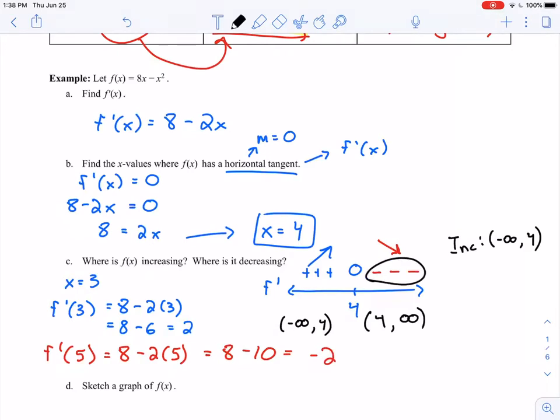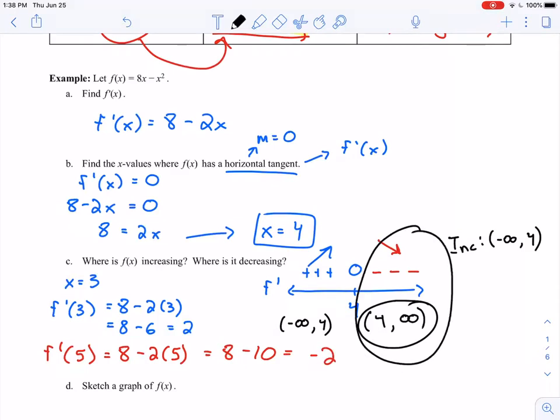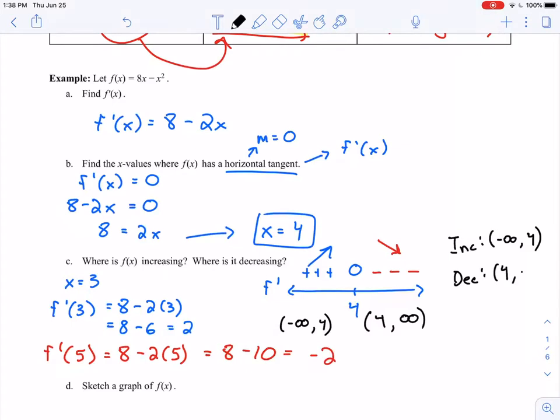Over here on 4 to infinity, we said we had a negative derivative, which means that our function is decreasing. So our function is decreasing on 4 to positive infinity. So we know exactly what x values f of x is increasing on and where f of x is decreasing on.